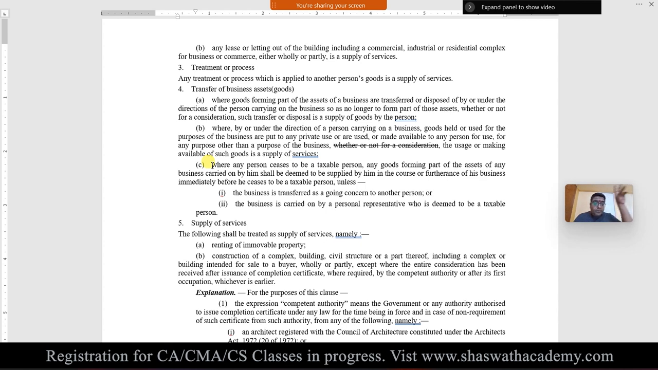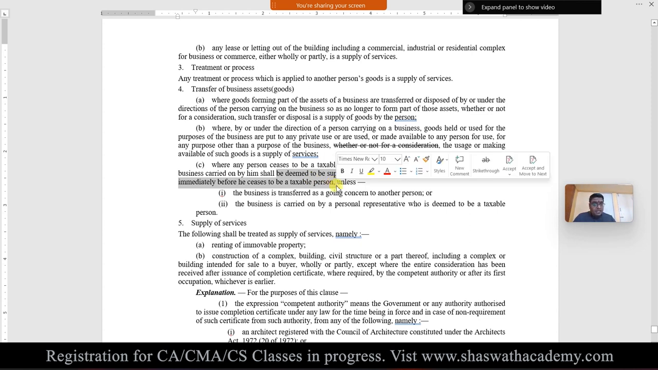Now, where is the origin for 29.5? Why is liability cast in 29.5? After reading this, if you go there, you will understand 29.5. If not, you cannot understand 29.5. The origin for 29.5 is Schedule 2, Para 4, Clause C, where any person ceases to be a taxable person, meaning thereby when a registered person gives up his registration, cancellation of registration happens. Any goods forming part of the asset of the business carried on by him, that means any goods, including raw materials, finished goods and capital goods, shall be deemed to be supplied by him. Look at the wording used by the law. Shall be deemed to be supplied by him in the course or furtherance of his business immediately before he ceases to be a taxable person.